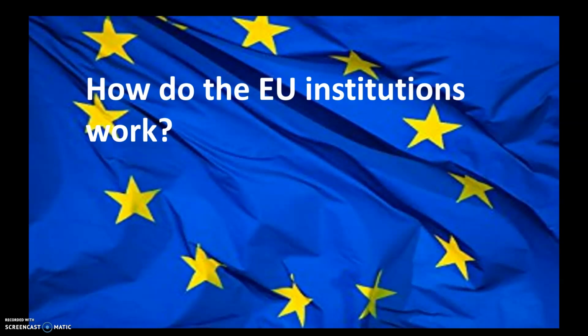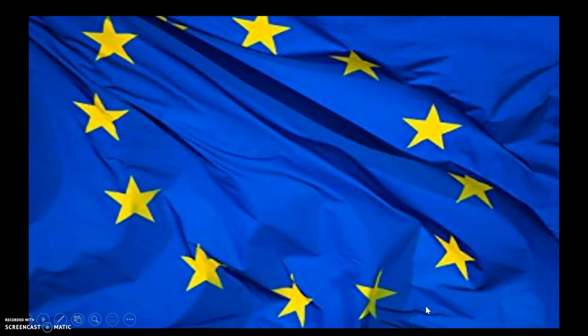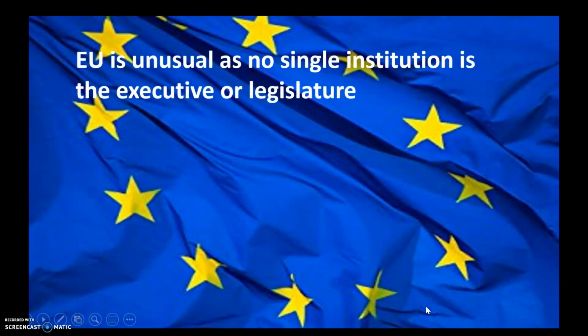The first thing to get about the EU is that it's actually quite unusual. As we know, most governments around the world are made up of a legislature, a judiciary and an executive. The EU is unusual in the fact that it has no single institution which is an executive and no single institution, well, I suppose there's the European Parliament, which is the legislature. But it's quite unusual that there's not one institution that has one of these particular functions, so to speak.